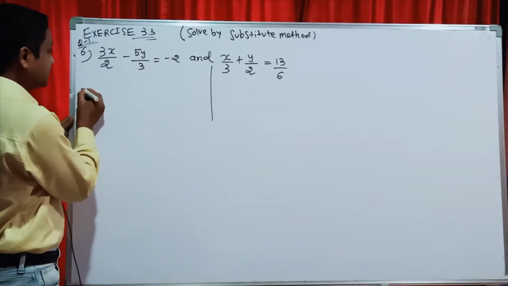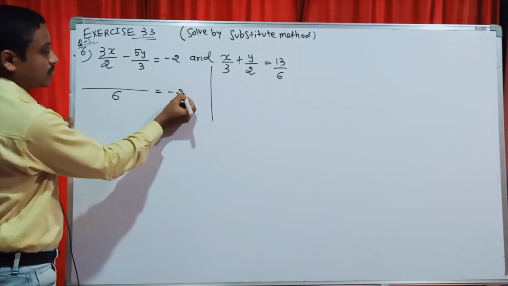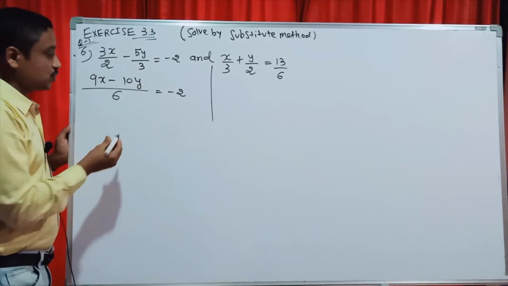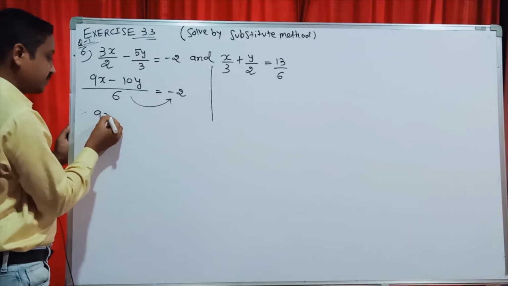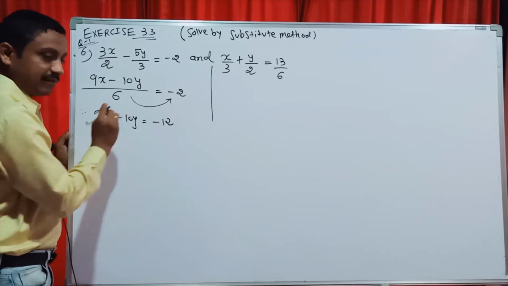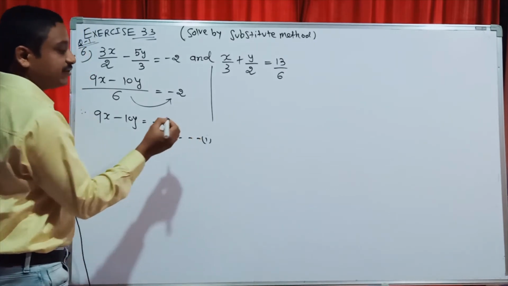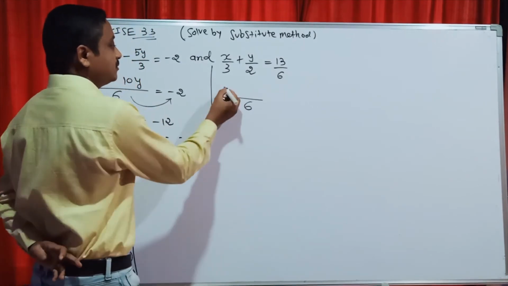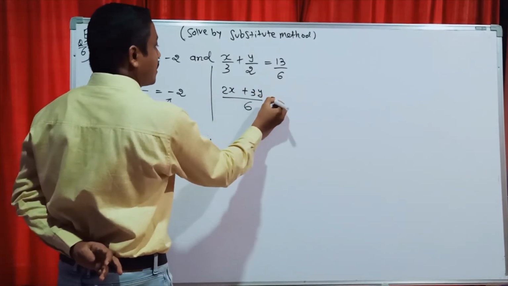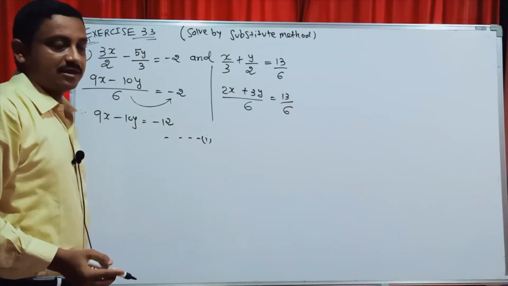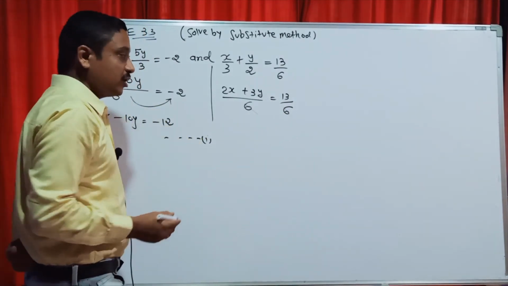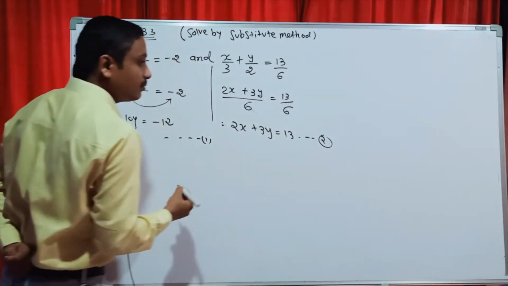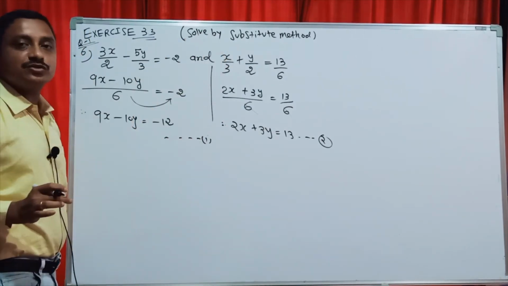First I take the LCM. This LCM is 6. So it is 9x, and 5 is 10y, so multiplying here, my answer is 9x minus 10y is equal to minus 12, and this is equation number 1. Same here, students, taking the LCM 6: 2x plus 3y and 13 by 6 as it is. But students, this 6 and this 6 are gone, so you have only 2x plus 3y is equal to 13, statement 2. Now start our substitution method.